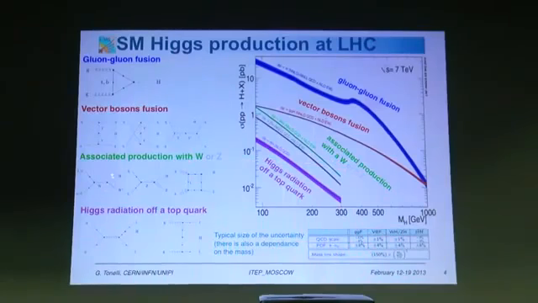Associated production means that there is a sort of Higgs radiation from a W or from a Z, or you can have a Higgs radiated from a top quark. Basically, you radiate off a top quark Higgs boson. This is very important to establish the coupling of the Higgs to the top, but it's really a very tiny cross-section.